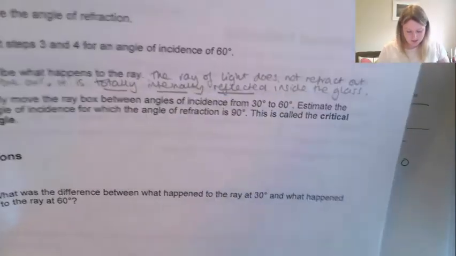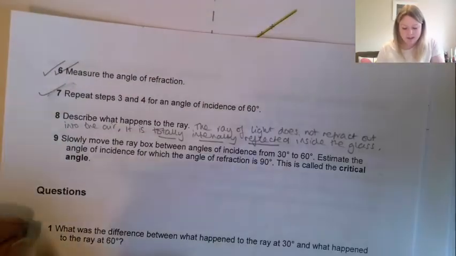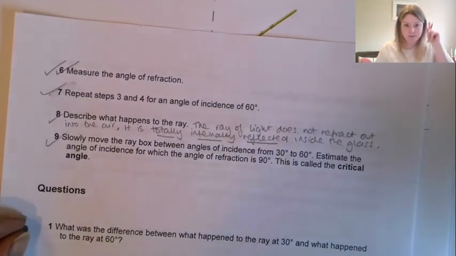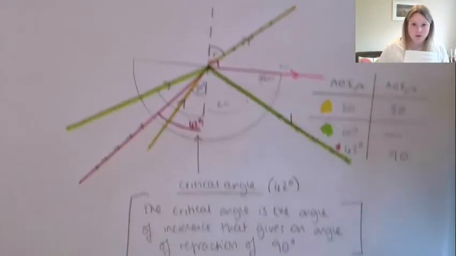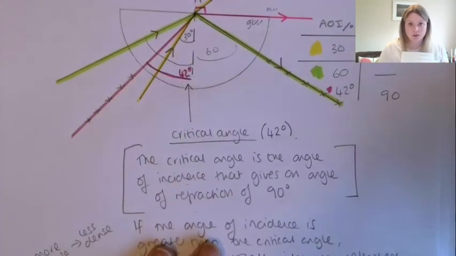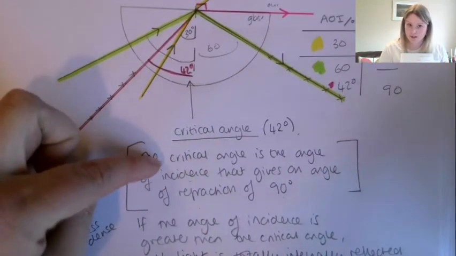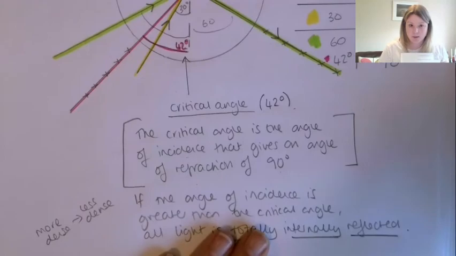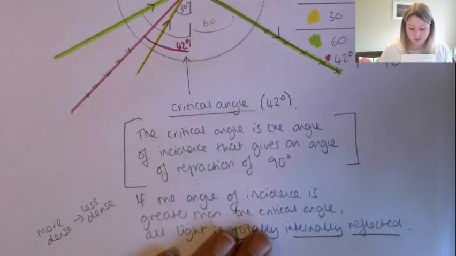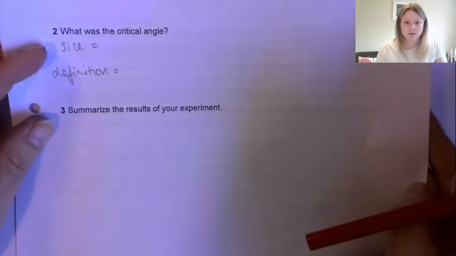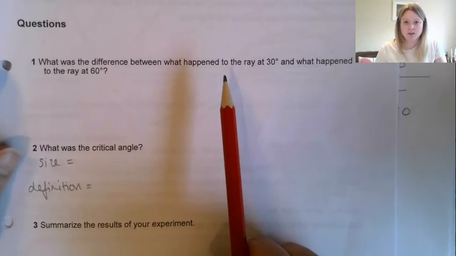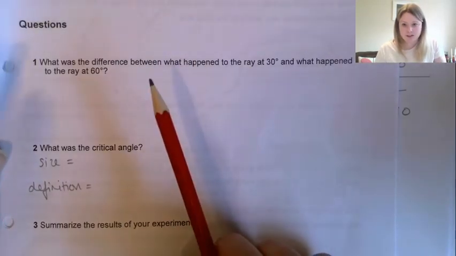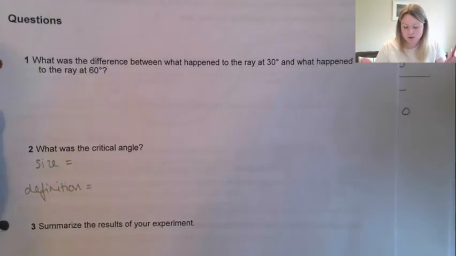Now, back to page 81 for me, please. We have finished the experiment. What I'm going to ask you to do is show me the page that you have marked all of this on, because then I know you've got the definition of critical angle, and what happens whenever your angle of incidence is greater than the critical angle. And I also want you to answer the questions on page 81. So question 1, what was the difference between what happened to the ray at 30 degrees and what happened to the ray at 60 degrees? Answer that in your own words.